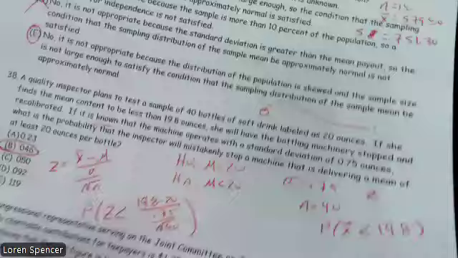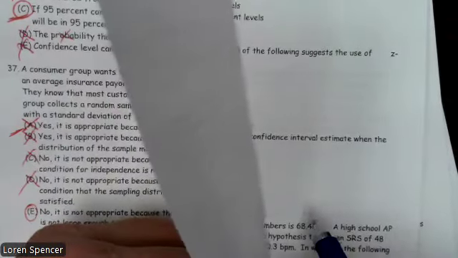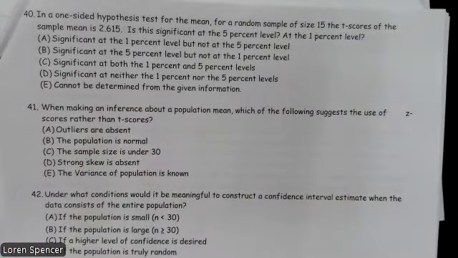All right, last one for this video, number 40. In a one-sided hypothesis test for the mean for a random sample of size 15, the t-score of the sample mean is 2.615. Is this significant at the 5% level? How about at the 1% level?